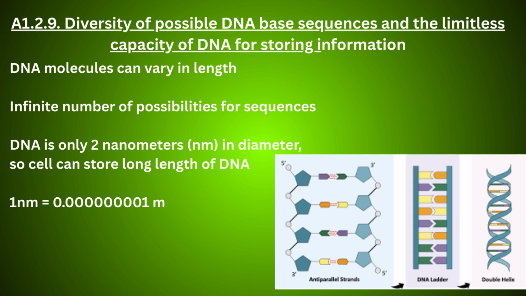This topic connects to the IB biology theme of unity and diversity. The unity lies in the fact that all living organisms use DNA made up of the same 4 bases, A, T, G, and C, and follow the same rules of complementary base pairing. The diversity comes from the countless possible sequences of these bases and differences in DNA length, which result in the vast variety of life forms.